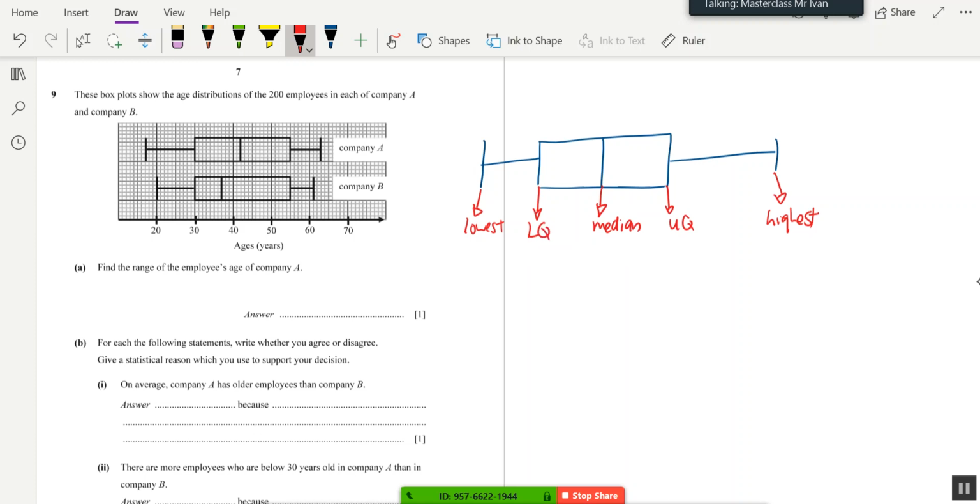How to find the range? Upper quartile minus lower quartile. That's the interquartile range. How to find the range? Highest value minus lowest value. Okay? Yep. Highest value is 63, minus 19, 18, 17. 46. Okay, and then you must.